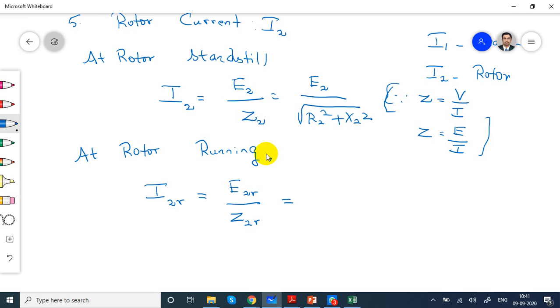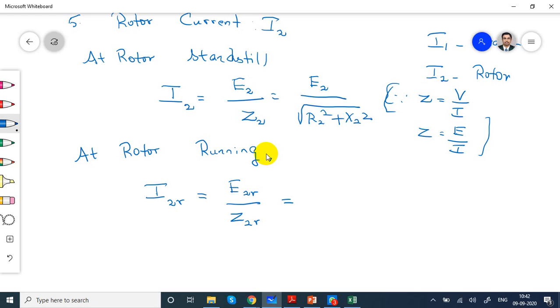Register number 56. Anirudh? Bharat? Bharat is there?